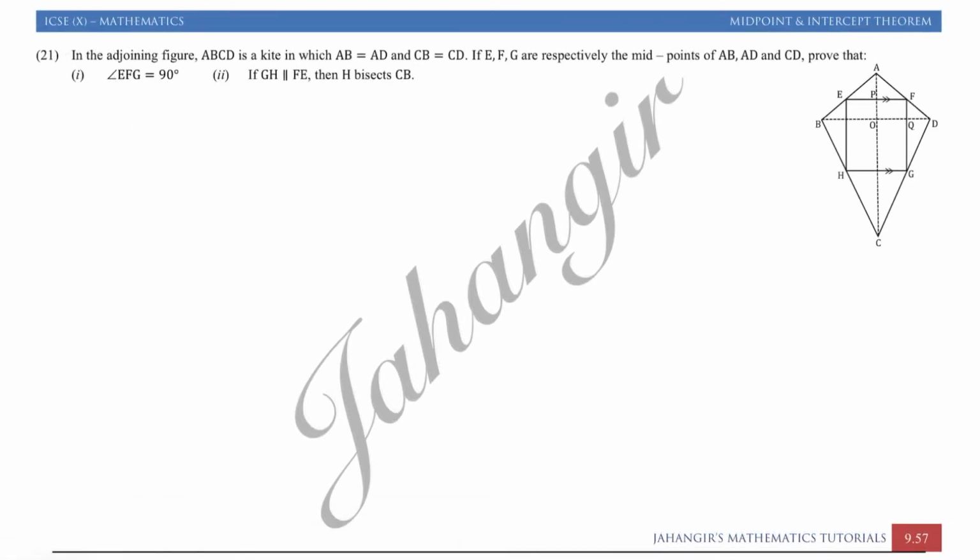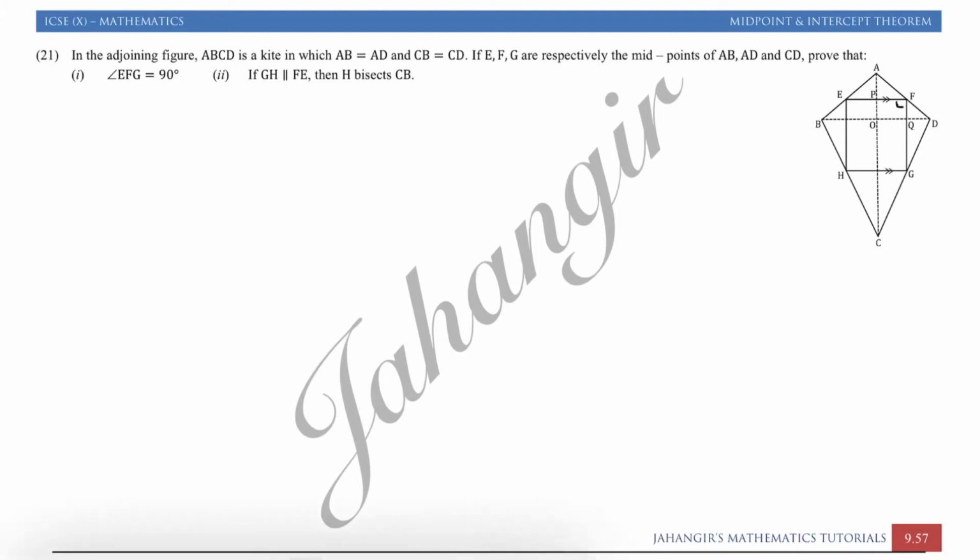In the adjoining figure, ABCD is a kite in which AB is equal to AD, CB is equal to CD. Its adjacent sides are equal. This is the property of a kite itself. E, F, G are respectively the midpoints of AB, AD and CD. We have to prove angle EFG is 90 degrees.